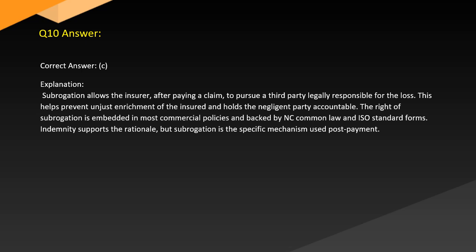Answer. Correct answer: C. Explanation. Subrogation allows the insurer, after paying a claim, to pursue a third party legally responsible for the loss. This helps prevent unjust enrichment of the insured and holds the negligent party accountable. The right of subrogation is embedded in most commercial policies and backed by NC common law and ISO standard forms. Indemnity supports the rationale, but subrogation is the specific mechanism used post-payment.